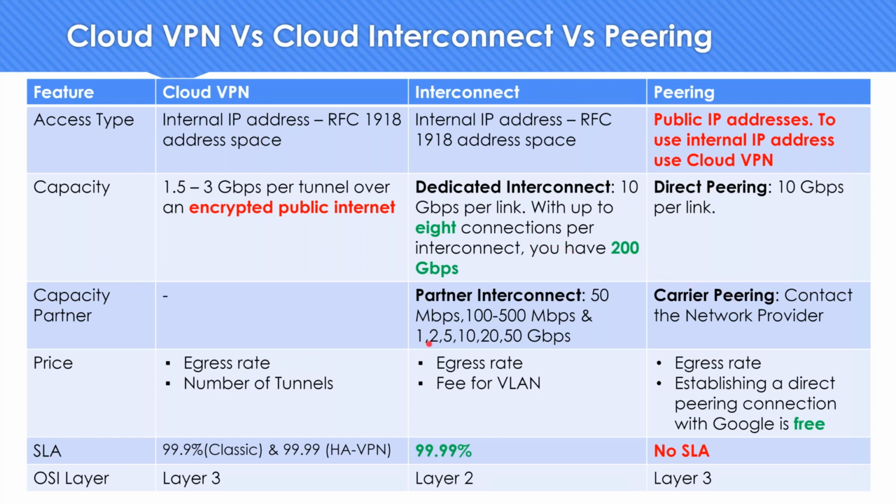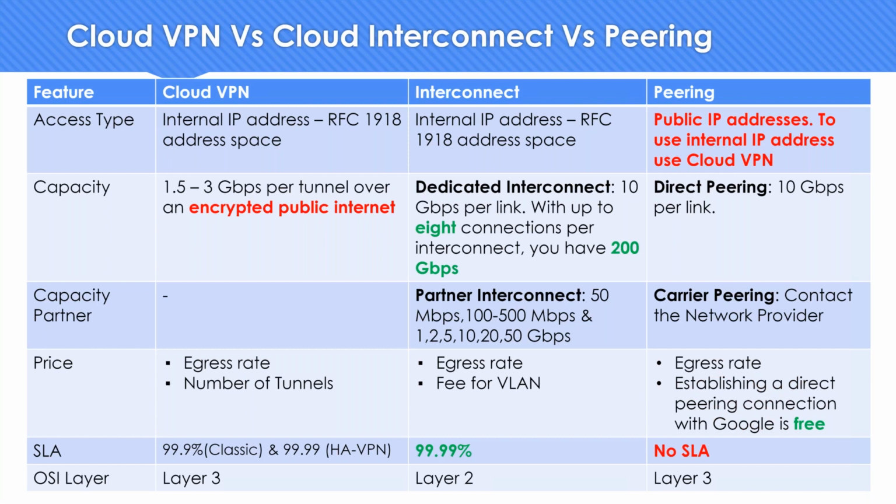Pricing wise, each tunnel is charged. The gateways which you create will be charged, and the egress outgoing traffic from your VMs is going to be charged. The same is the case with interconnect. Egress cost is always going to be there, irrespective of the kind of service you use. Along with that, the VLANs which you set up between GCP's co-location facility and your on-premise. When it comes to peering, establishing a direct peering connection with GCP is free. What you will be charged is basically the egress cost.